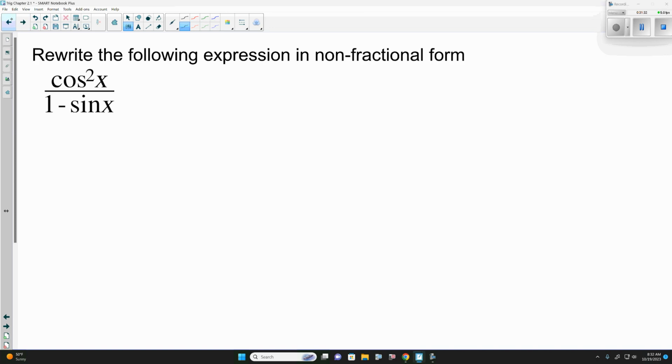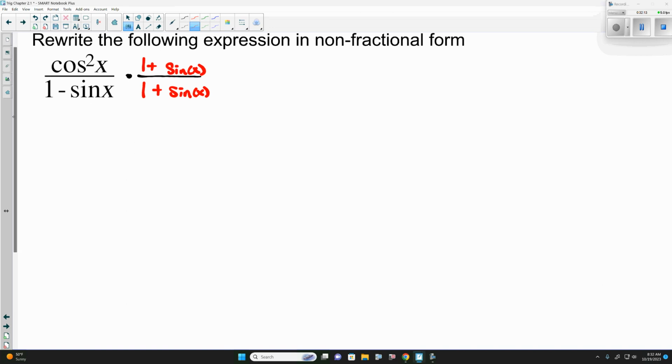Rewrite the following expression in non-fractional form. So we have cosine squared over 1 minus sine squared. We're going to do a similar thing as we did on the last one, but we do have to change one small part. We're not going to multiply the top and bottom of this by 1 minus sine of x. We have to multiply it by what? 1 plus. Because the denominator already has the minus, we need the plus. What we're really using is the difference of perfect squares.